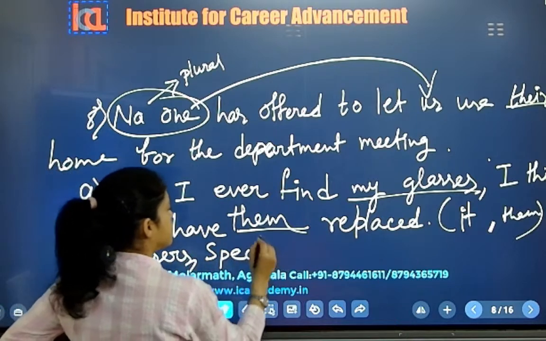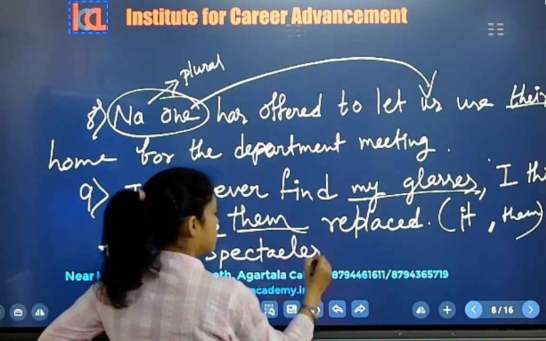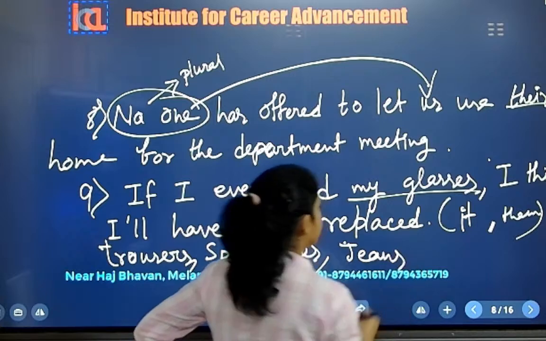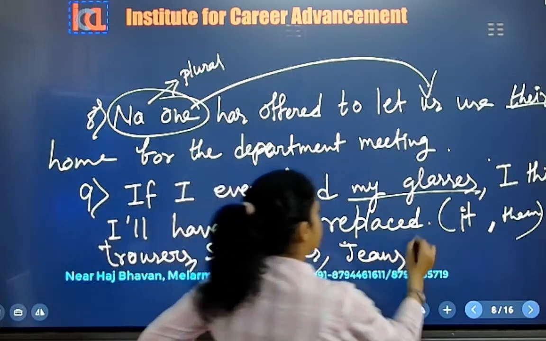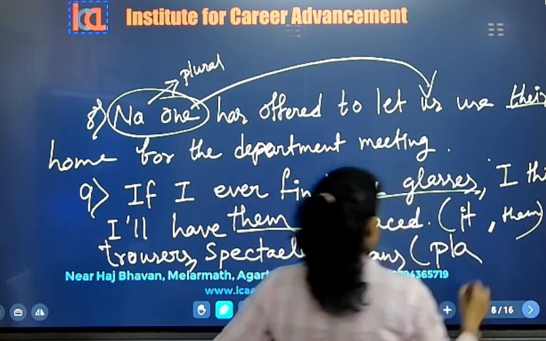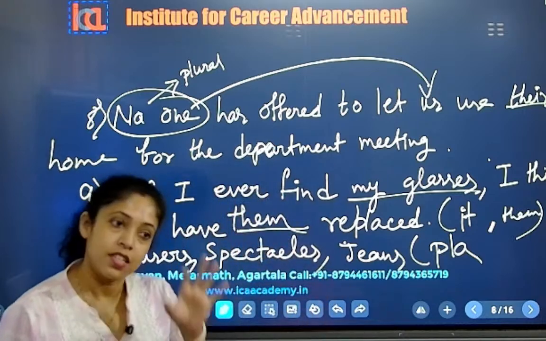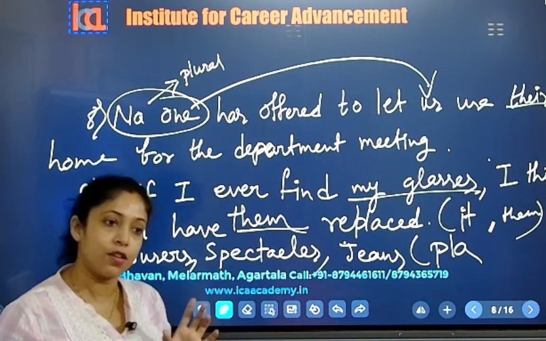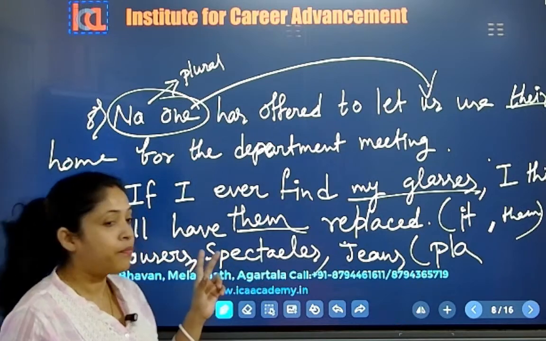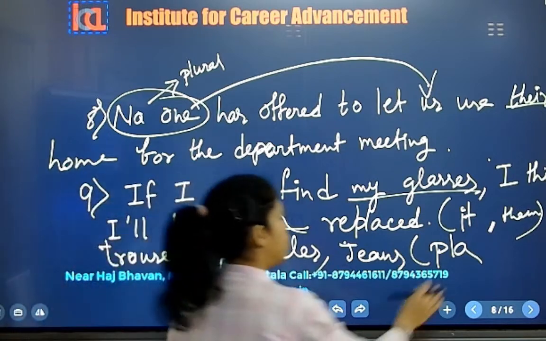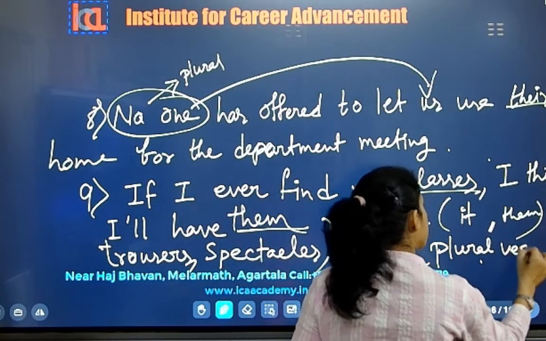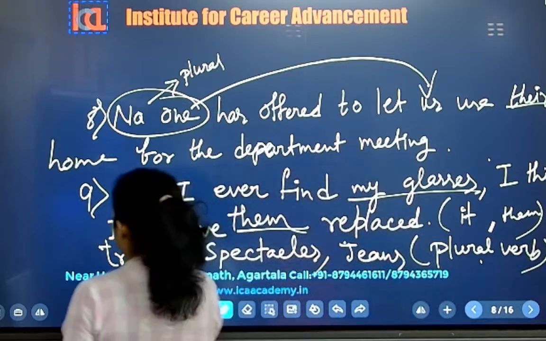In the same way, trousers, spectacles, jeans, we will use plural verb. Jeans pant is a singular word. If I use jeans pant, then singular. Only jeans is plural. Plural verb.